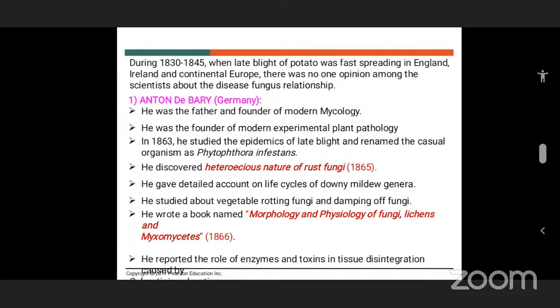In addition to that, he also made many contributions to plant pathology. He discovered the heterogeneous nature of the rust fungi. That means the rust fungi require more than two host plants for completion of their life cycle. That is the meaning of heterogeneous nature. He was the first person who discovered it. That is Anton de Bary.